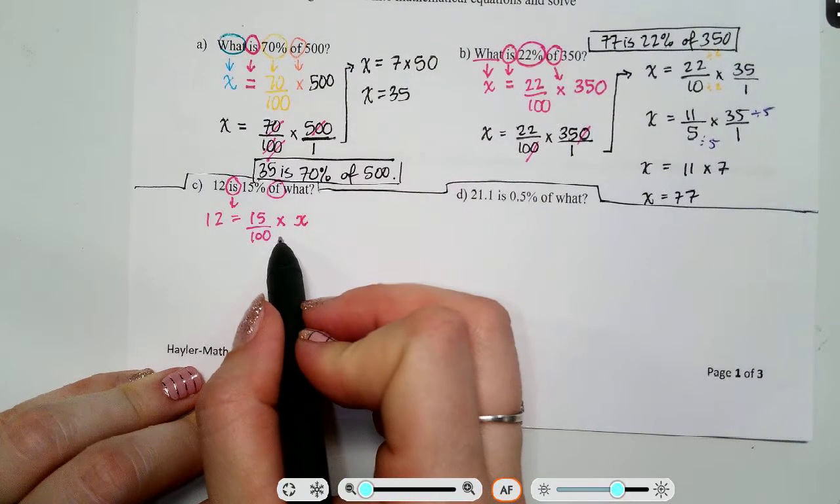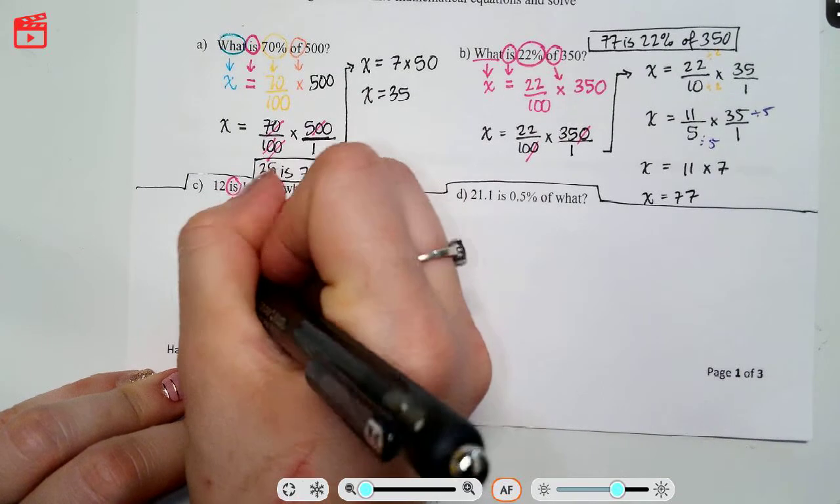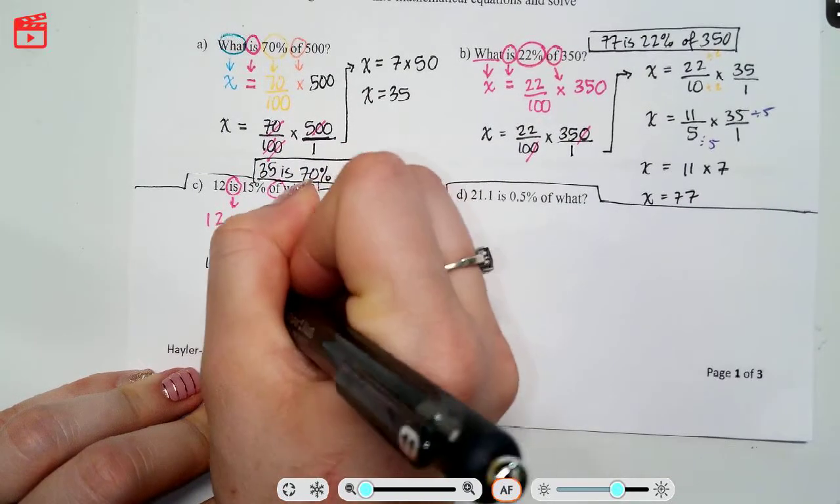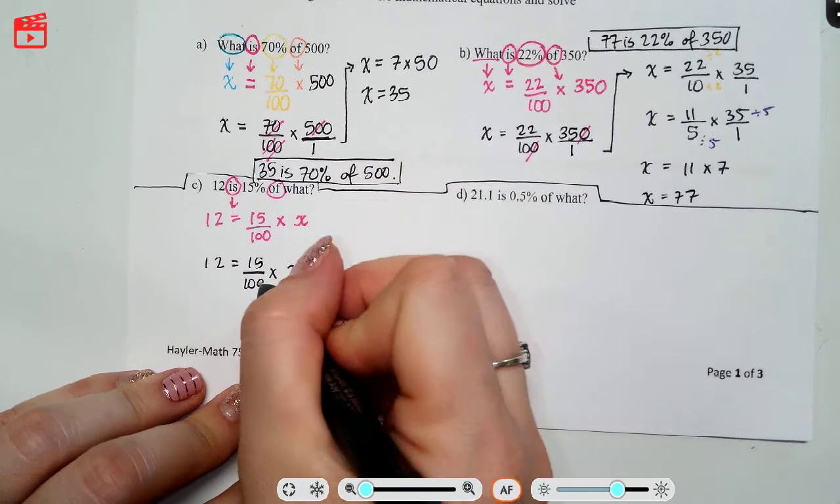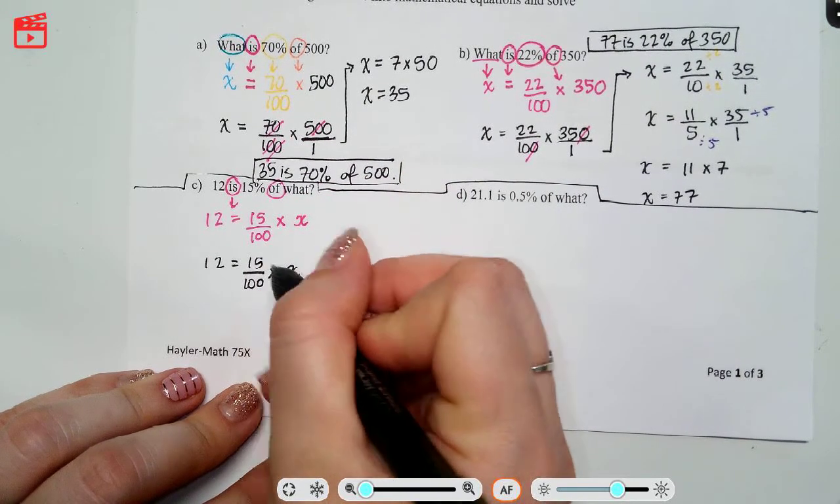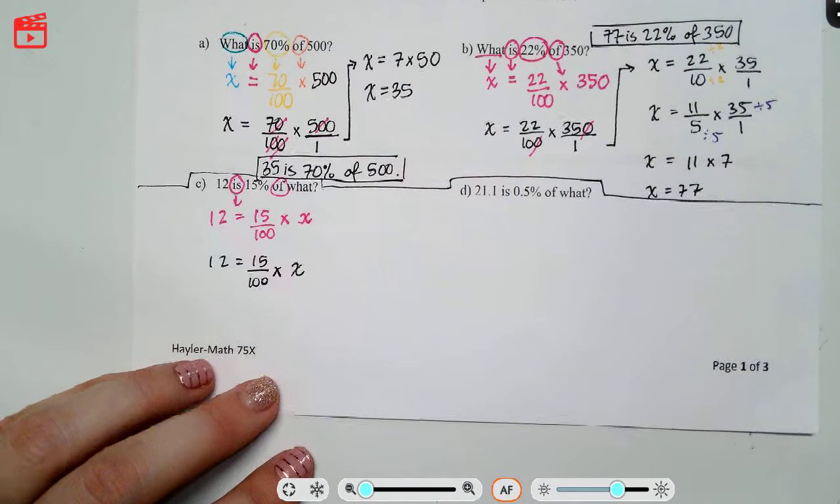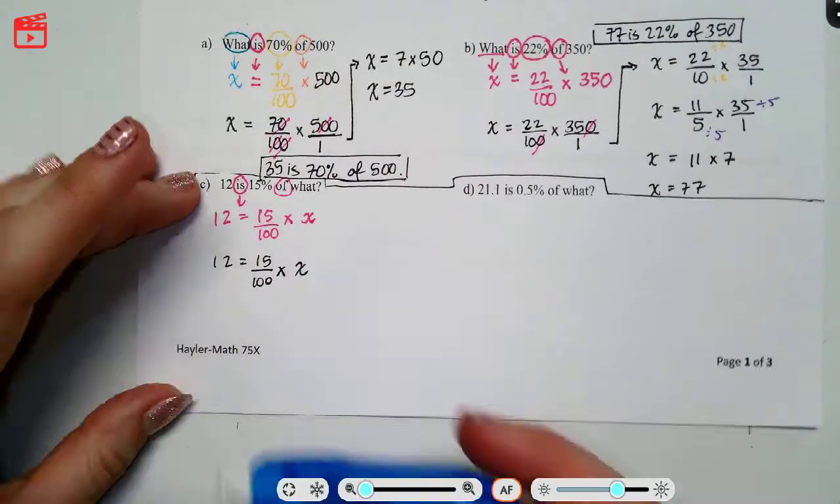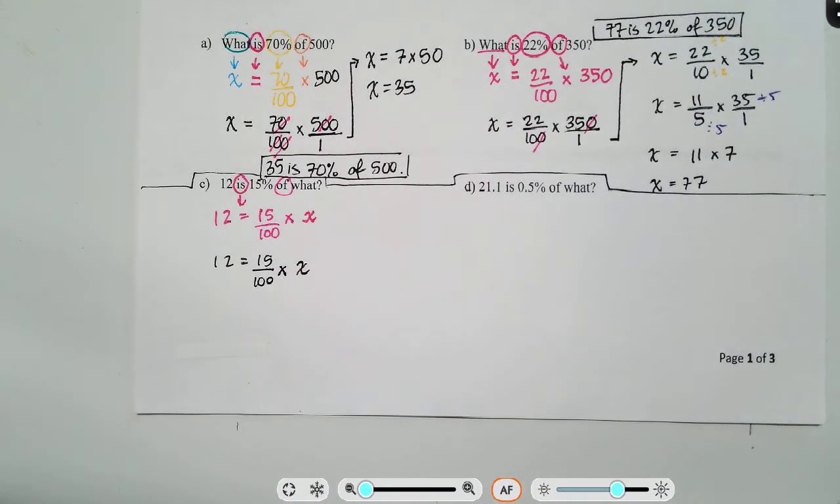Oh, now this is interesting. My variable is on this side. So I want to solve for my variable and get it by itself. So to get x by itself, right now it's being multiplied by 15 over 100. So how do I undo that multiplication of 15 over 100? Well, to undo multiplication, we would use division. But because this is a fraction, I'm going to show you a trick. Okay, so trick time, here it comes.